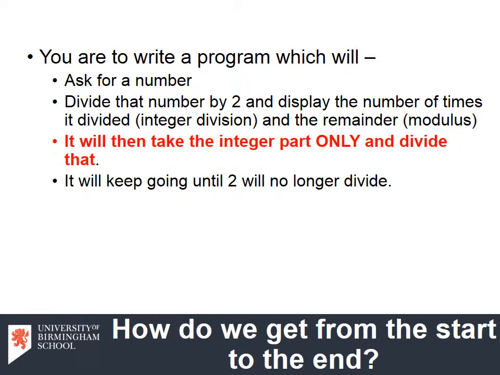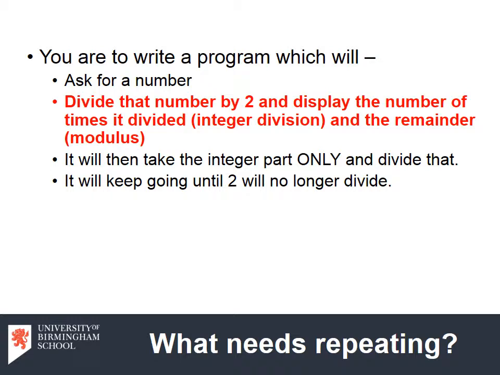How do we get from the start to end? It will then take the integer part only and divide that. So that's how I'm going to get from my start to the end. And finally, I've got the code that I'm going to repeat each time.